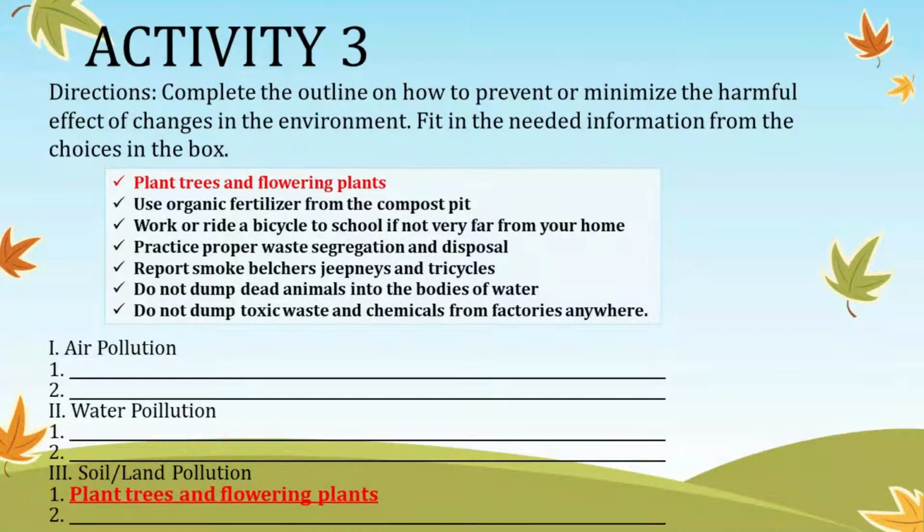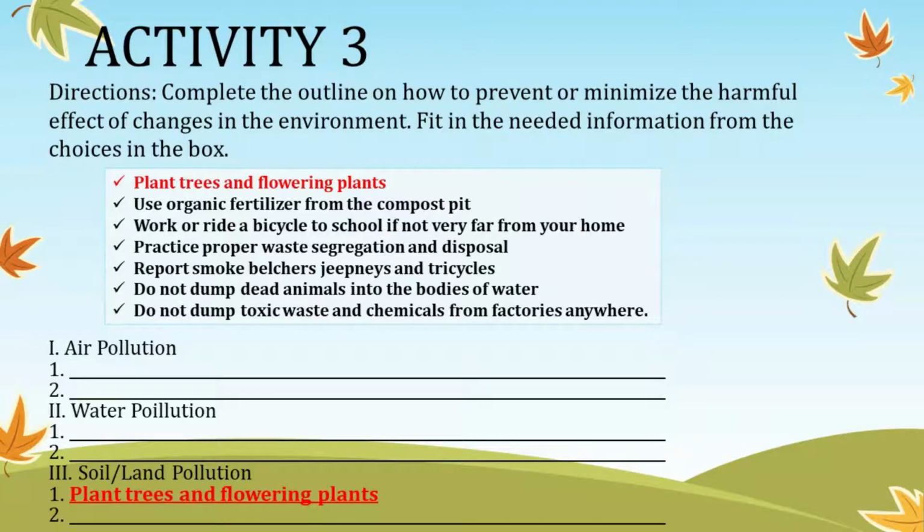Next, for the activity number 3, complete the outline on how to prevent or minimize the harmful effect of changes in the environment. Fit in the needed information from the choices in the box. So, ang gagawin po natin sa number 3 ay, yung mga choices po natin ito. Plant trees and flowering plants. Use organic fertilizer from the compost pit. Walk or ride a bicycle to school if not very far from your home. Practice proper waste segregation and disposal. Report smoke belchers, jeepneys, and tricycles.